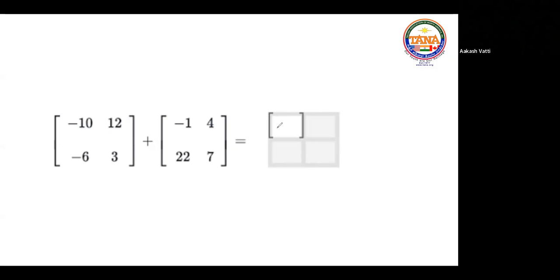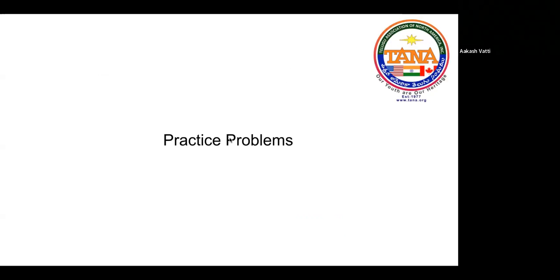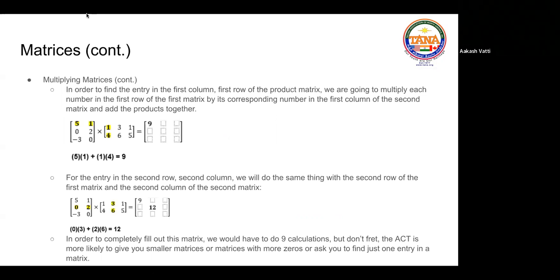So you have -10 plus -1. You have 12 plus 4, -6 plus 22, 3 plus 7, which is -11, 16, 16, 10. Any questions about this question? No? All right, I will go back since I did this wrong. So disregard what I told you before about how I got this.